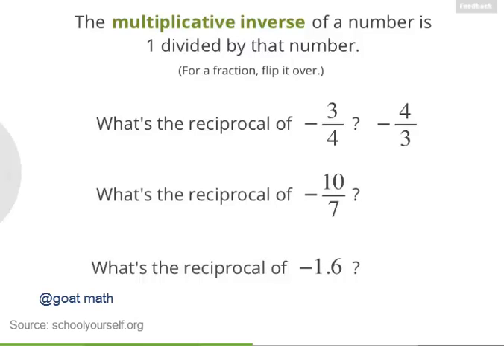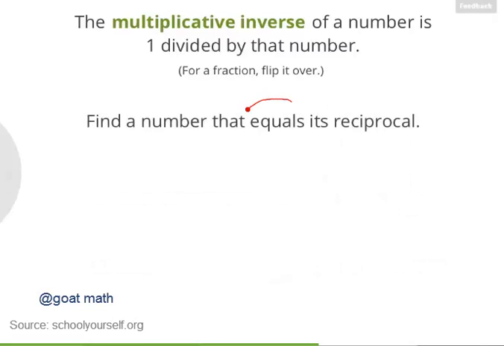Next, try finding the reciprocals of negative 10/7 and negative 1.6. For this one, you might want to use the calculator again. Great, so the reciprocal of negative 10/7 is negative 7/10, and 1 divided by negative 1.6 is negative 0.625. Next, can you find a number that equals its multiplicative inverse? So what fraction, if you flip the numerator and denominator, gives you the same fraction back? Nicely done. That was a tricky question.